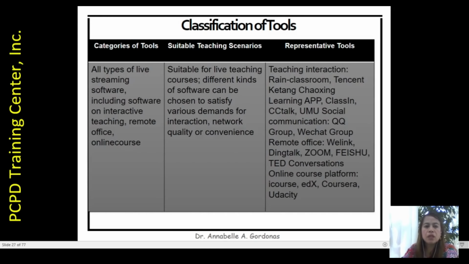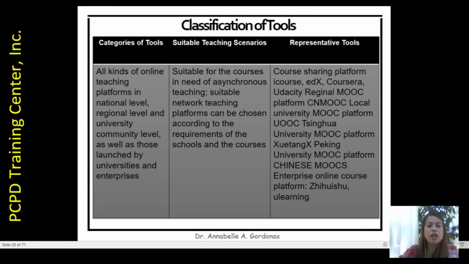Okay. All types of live streaming software, including software on interactive teaching, remote office, online course, o diba? So you can use this for in classroom, Tencent, learning app, and any other Zoom, TED conversations, etc. All kinds of online teaching platforms in national level, regional level, and community level. So this is suitable for asynchronous. I vouch for MOOC or Massive Open Online Course.